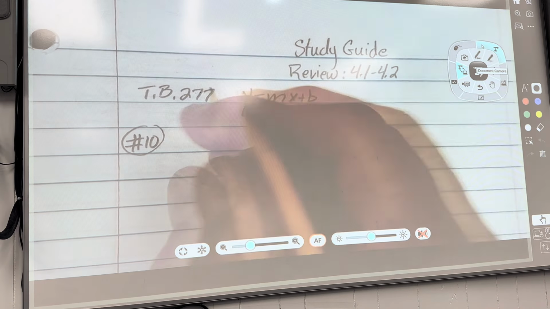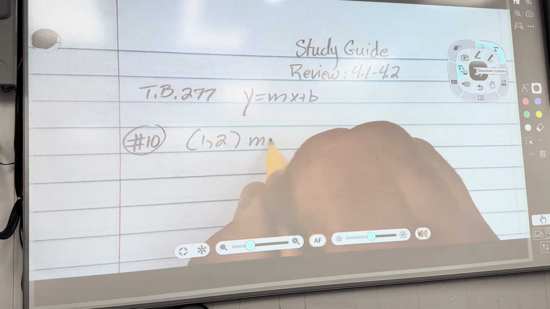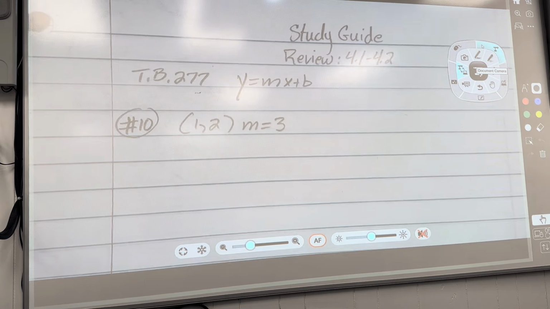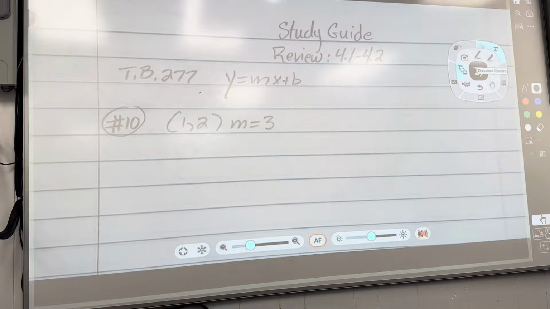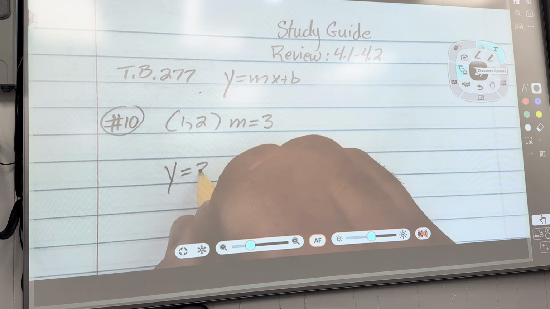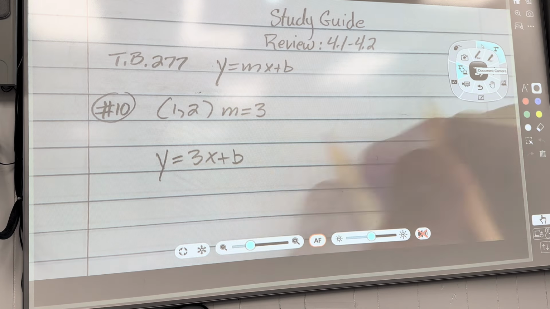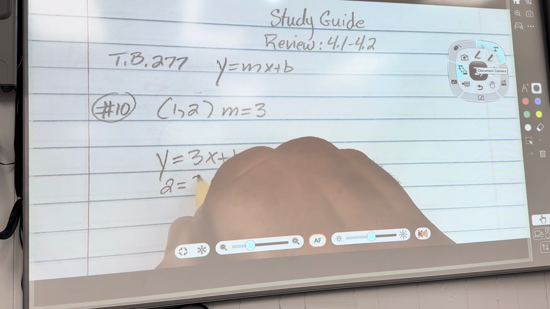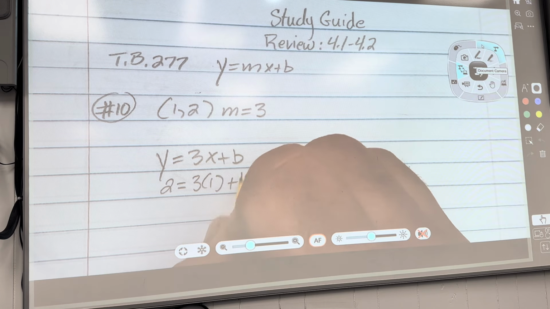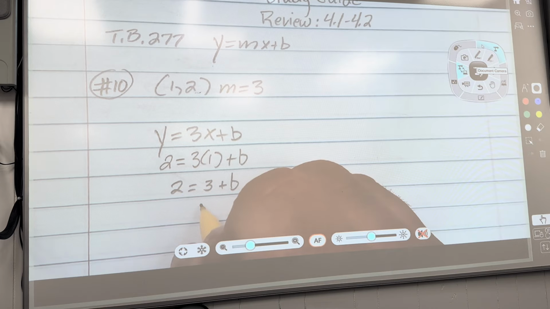On number 10, they give you the point (1, 2). They give you the slope of 3. So if they want you to write an equation in slope-intercept form, plug in the slope. Y equals 3x plus b. To solve for b, you know that we need to plug in the point. 2 for y, 1 for x. Simplify and solve a one-step equation.